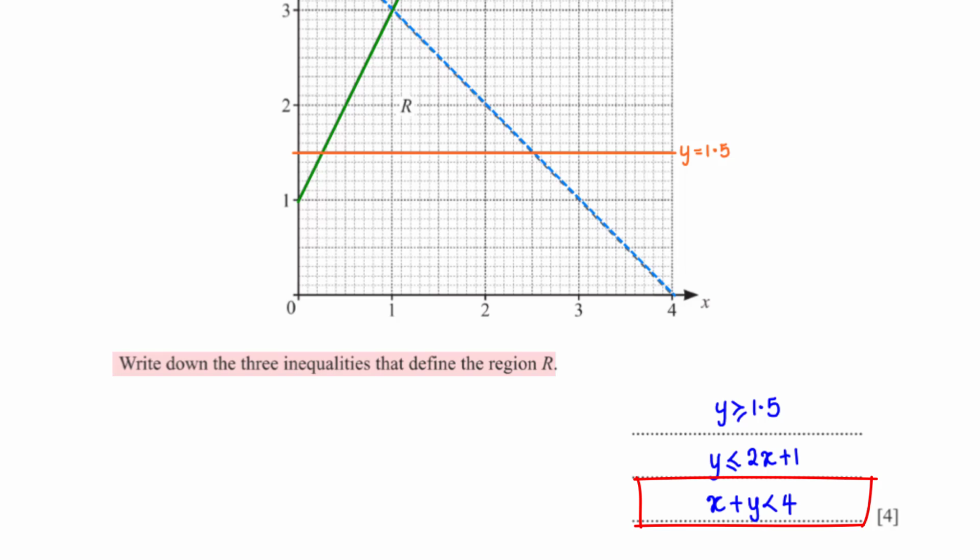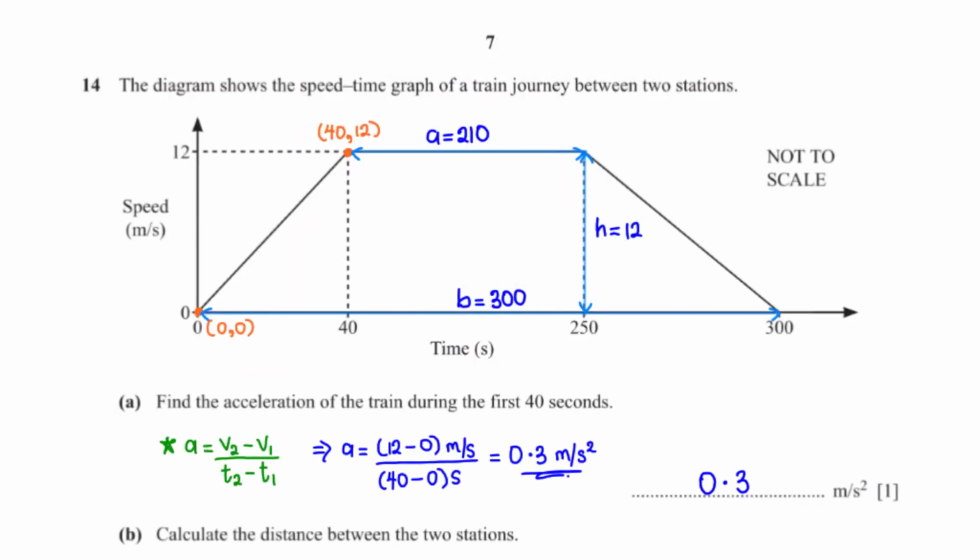The diagram shows the speed-time graph of a train journey between 2 stations. Find the acceleration of the train during the first 40 seconds. The acceleration is the slope of the graph from t equals 0 to t equals 40. So we have 12 minus 0 meters per second divided by 40 minus 0 seconds. This gives us 0.3 meters per second squared.